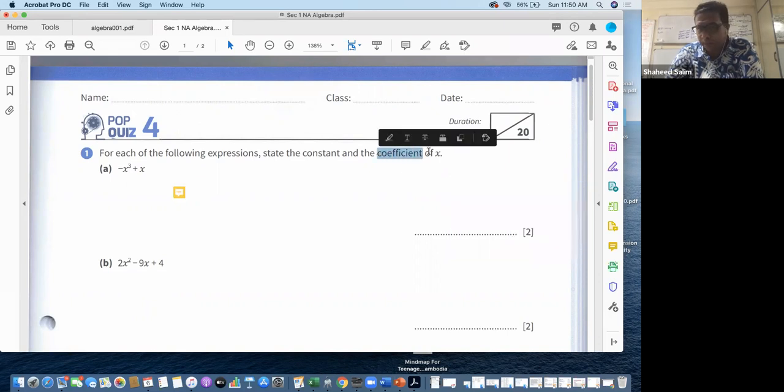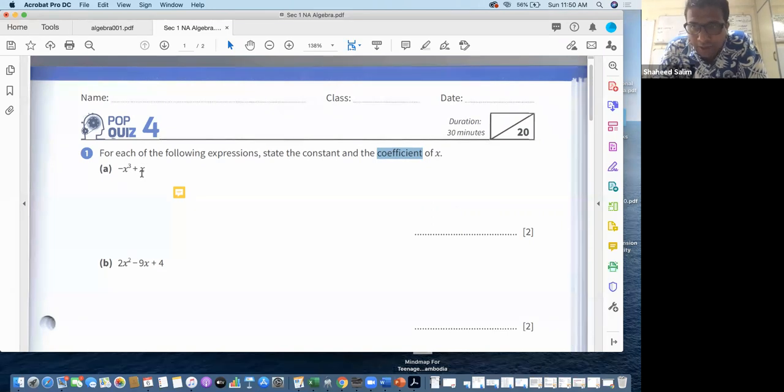Coefficient, this means, depending on what this is, they are looking at the value down here. The value of, you look at this expression, of the x. What number is beside here? Sorry? You have x. X means 1x, correct? So what's the value of this x? What's the number? 1. Now, they're also asking you for the coefficient of x down here.